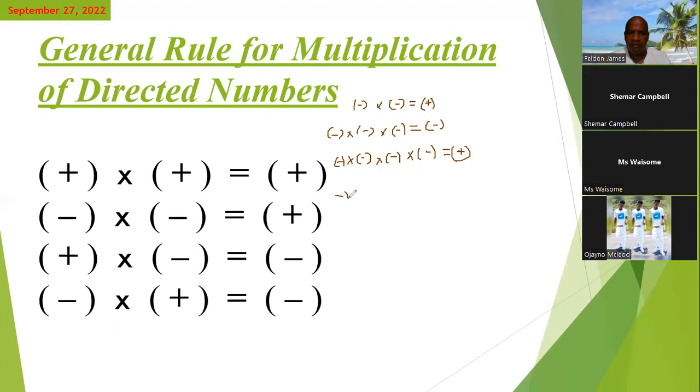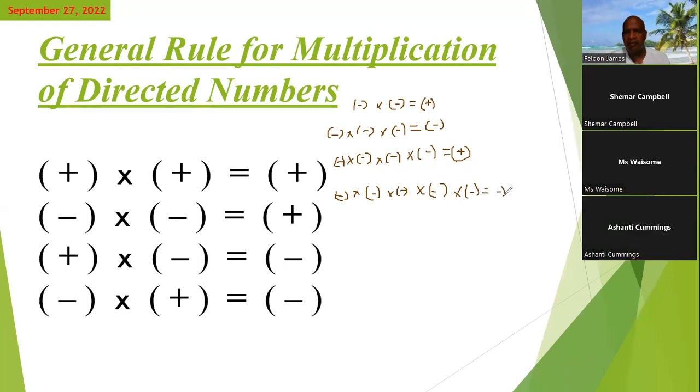Suppose we have negative times negative times negative times negative times negative. What is the sign of the answer here? Negative. Okay. What is the pattern you see here?